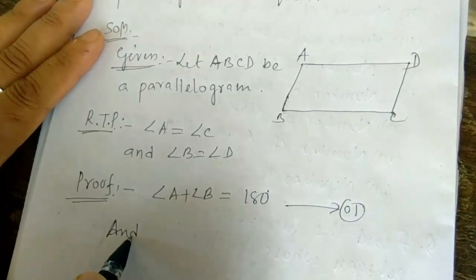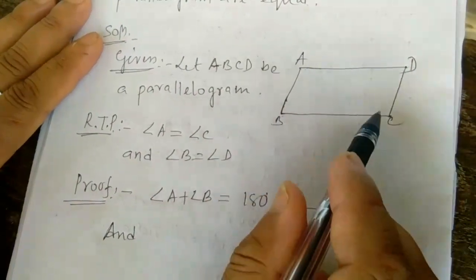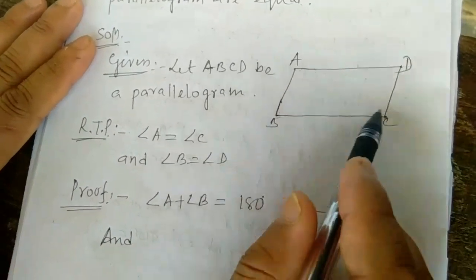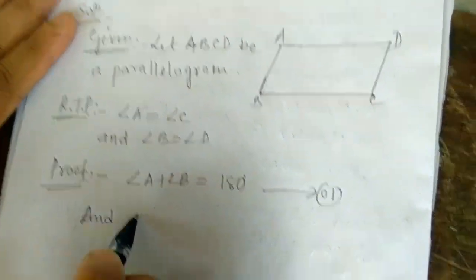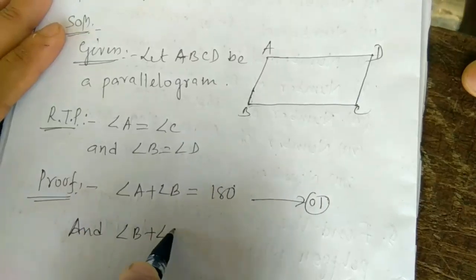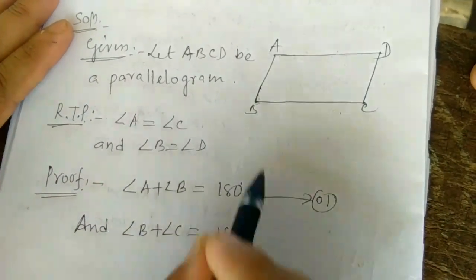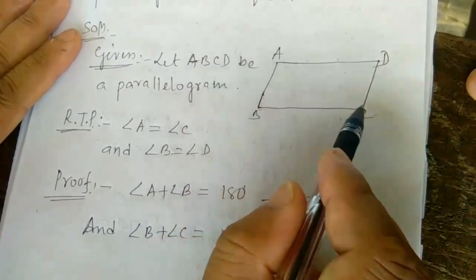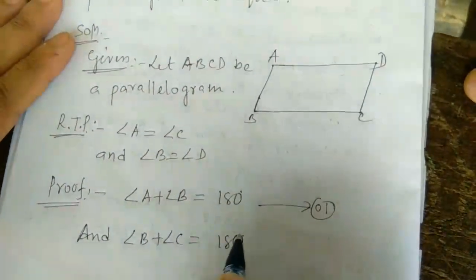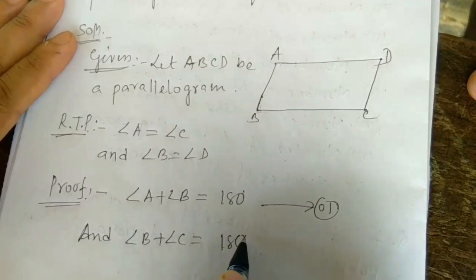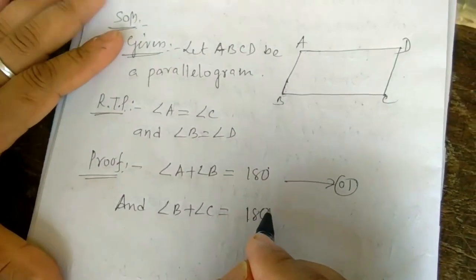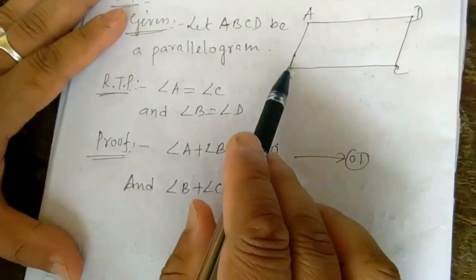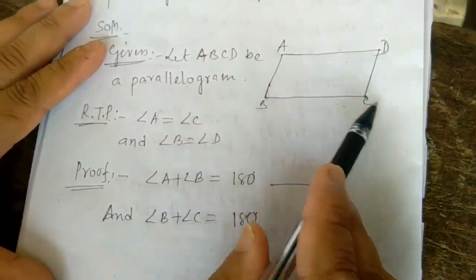And similarly angle B and angle C. Here BC is the transversal. So angle B plus angle C equals 180 degrees, as the sum of the adjacent angles of the parallelogram is supplementary.